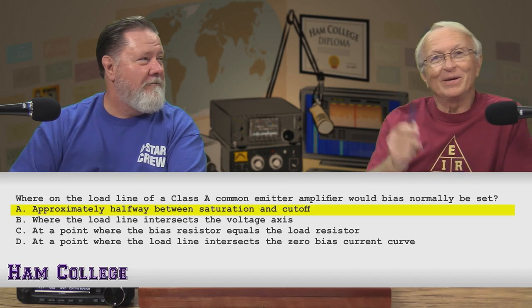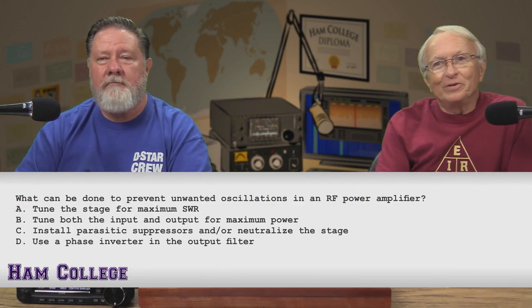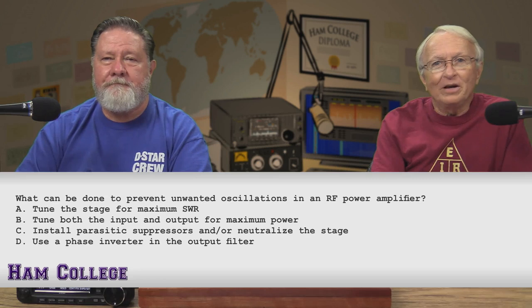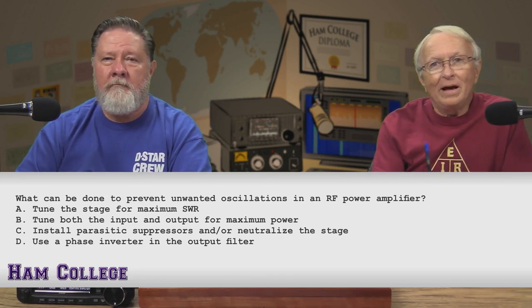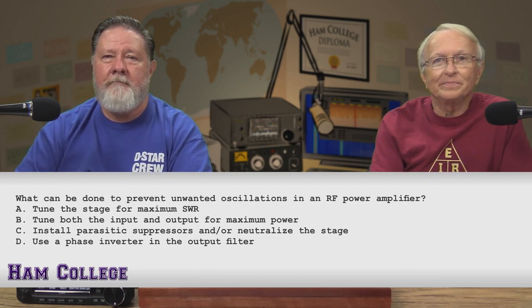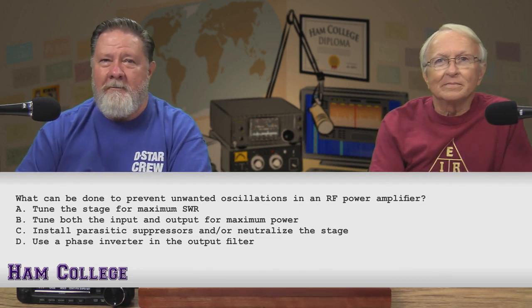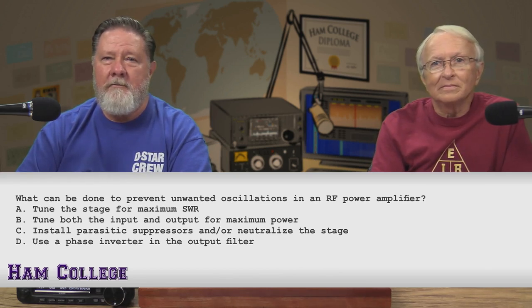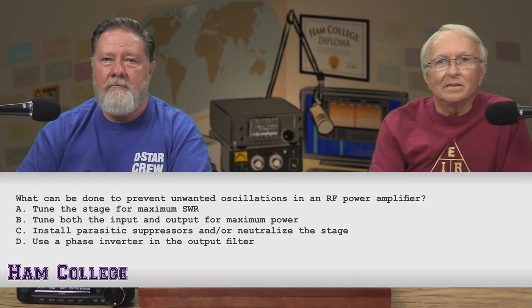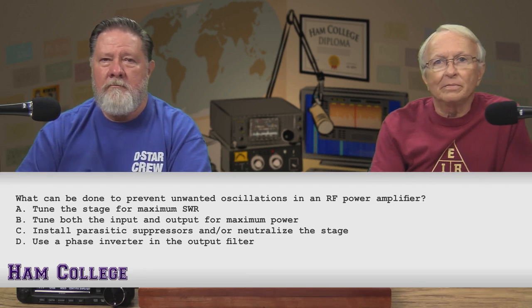You did. Okay. What can be done to prevent unwanted oscillations in an RF power amplifier? A, tune the stage for maximum SWR. B, tune both the input and output for maximum power. C, install parasitic suppression and/or neutralize the stage. D, use a phase inverter in the output filter.